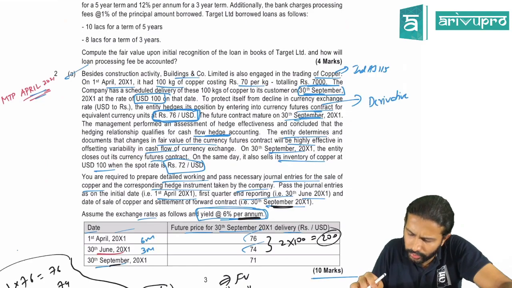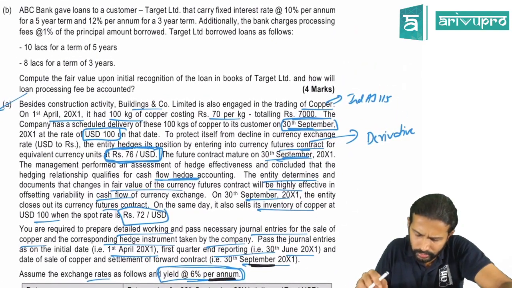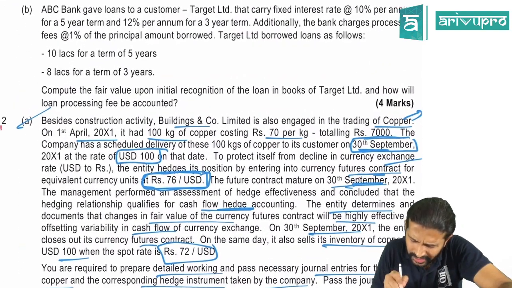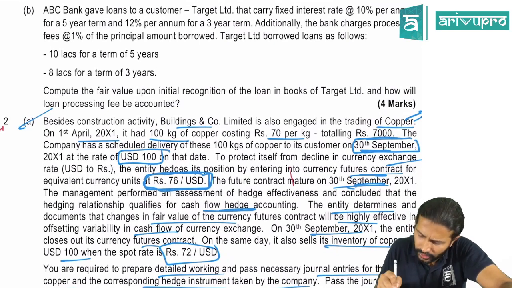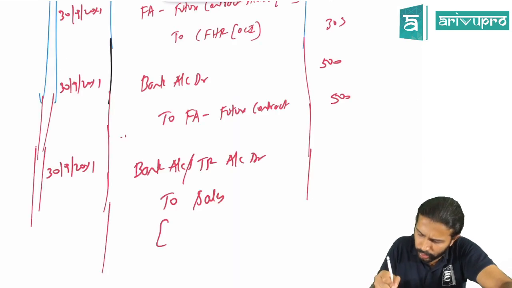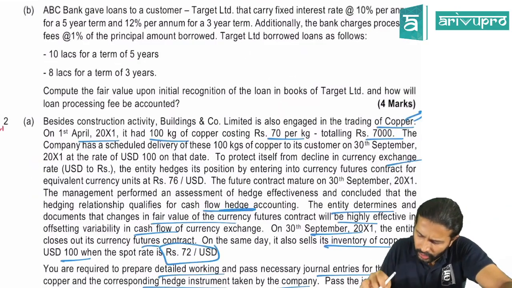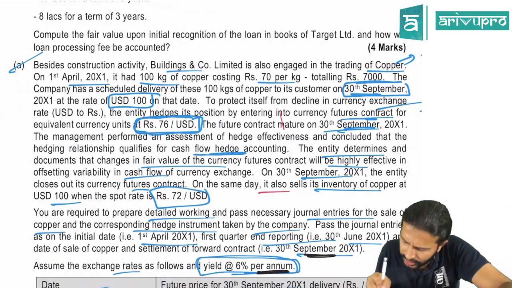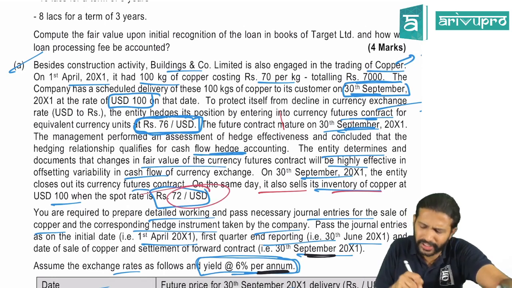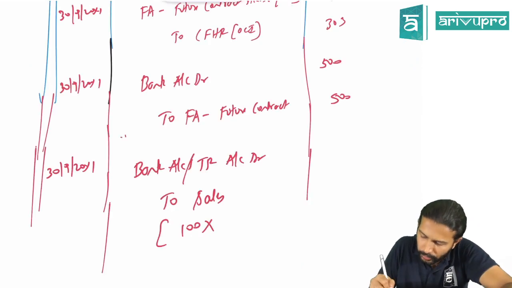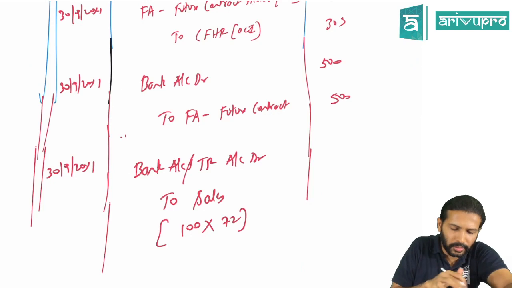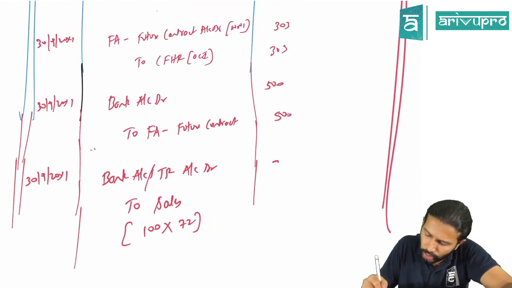100 kgs of copper, what was the rate? You will sell 100 kgs of copper, but you're billing it in dollars. On 30th September, the same day, it sells the inventory at a spot rate of 72. So they booked it at 72 per dollar. So that means this will be 100 into 72, which will be 7,200.